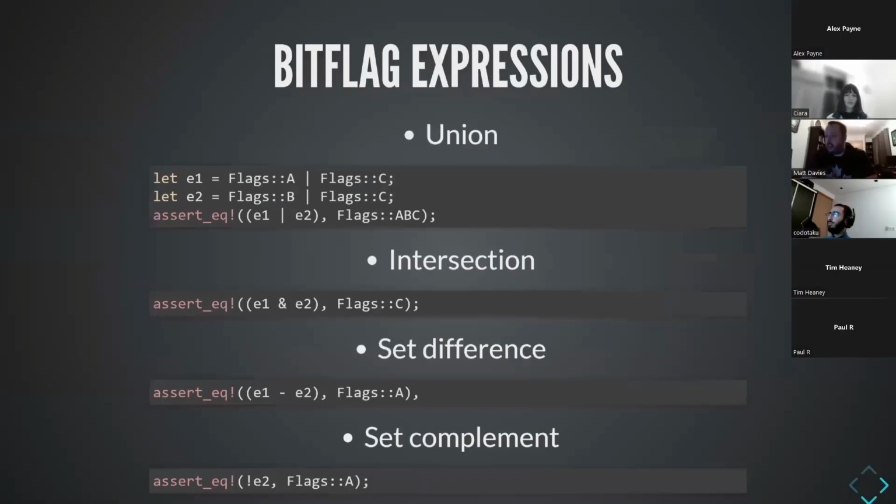We can do a set difference, which basically means, okay, here's the bits that I want, and I want to subtract these other bits. And so in this example, E1 minus E2 will provide just flag A, because of the set of A and C, we remove B, which doesn't exist, and remove C, so we're just left with A there. And set complement essentially figures out all the flags that aren't in the set that you give it.